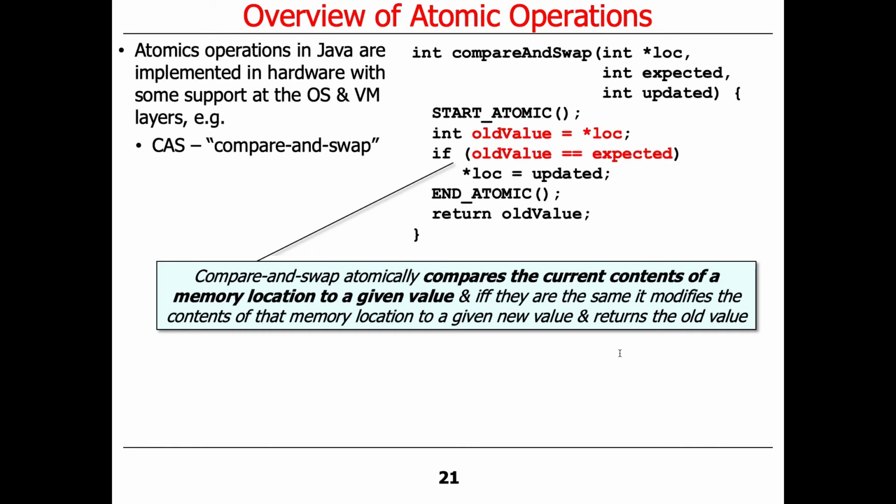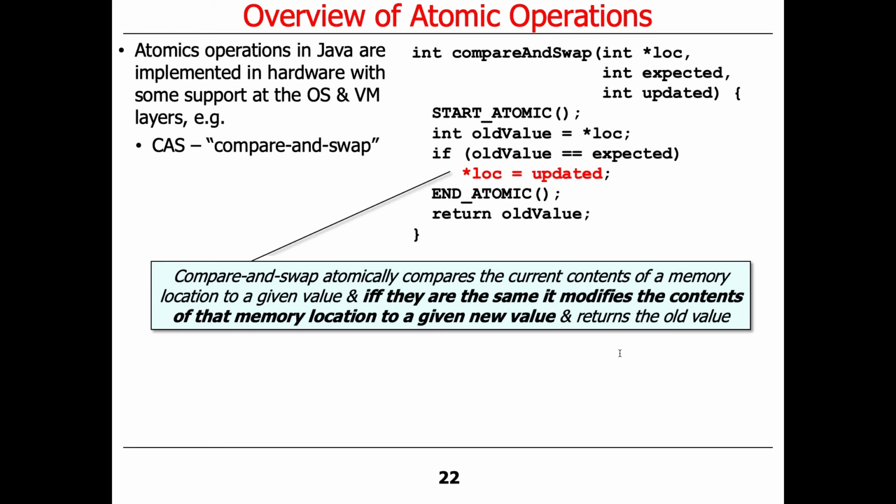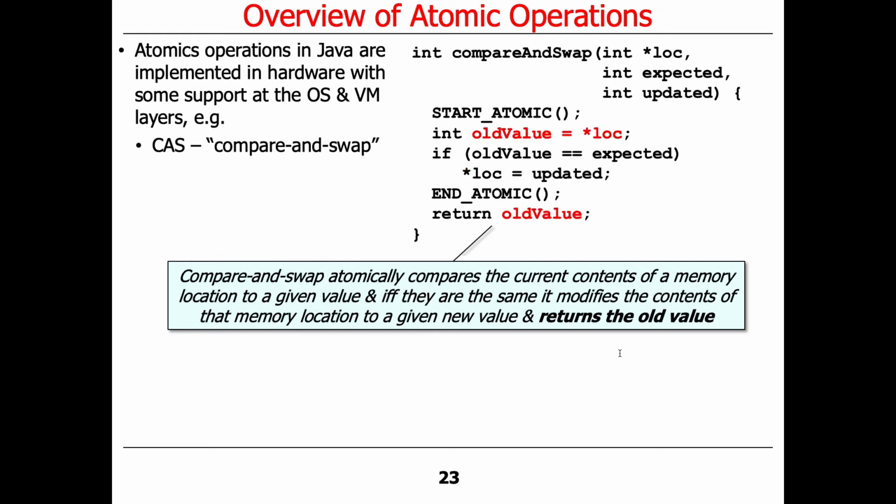So the first thing we do is take a snapshot of the old value and store it into a local variable. And if the old value, in other words, if the current value equals the expected parameter, if it's what we think it is, then we atomically update the location to the given new value, but only if it's the same. If it's not the same, it doesn't do that. And in either case, it returns the old value. So we always get the old value back.